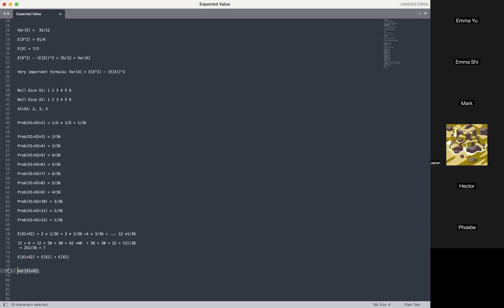Okay, so for this one, it's a little bit hard to calculate, and I will give you the answer here. Var of X1 plus X2 is equal to var of X1 plus var of X2. Is this always true? Not always true. This will only be true when X1 and X2 are independent. So you see, this is always true, even if X1 is related to X2. And this is not always true. This is only true when X1 and X2 are independent.